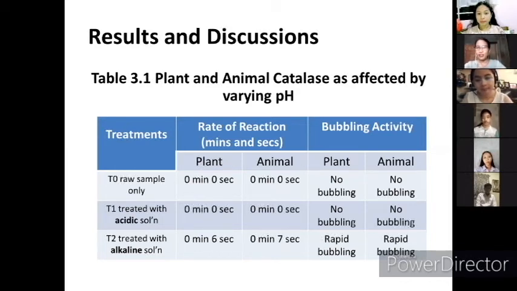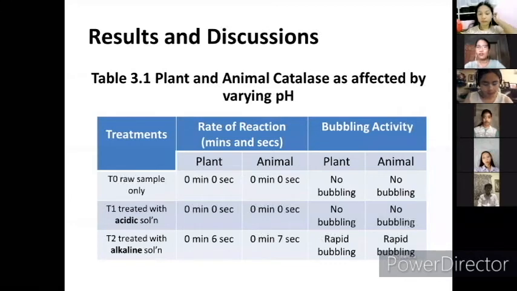For the rate of reaction and bubbling activity, we compare the plant and animal samples. The plant in this case is raw potato, which is very rich in catalase enzyme, and the animal sample is the raw liver, which is also very rich in catalase, since the liver is a detoxifying organ. And since it's a detoxifying organ, it prevents the body from oxidative damage. Catalase does the job for that.